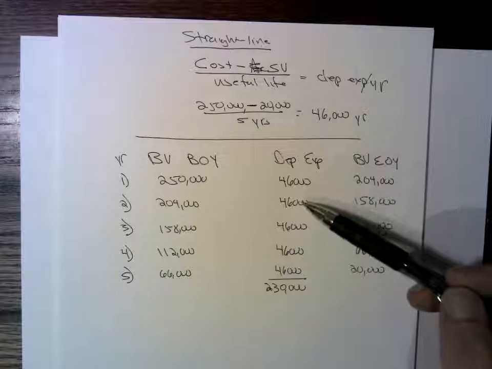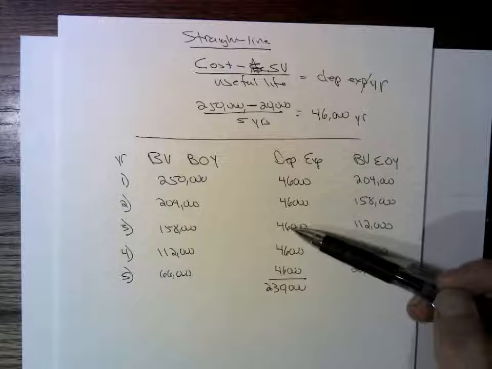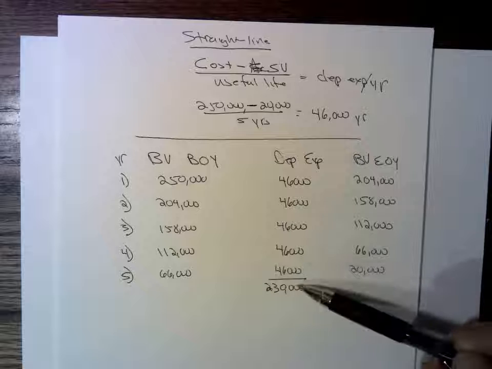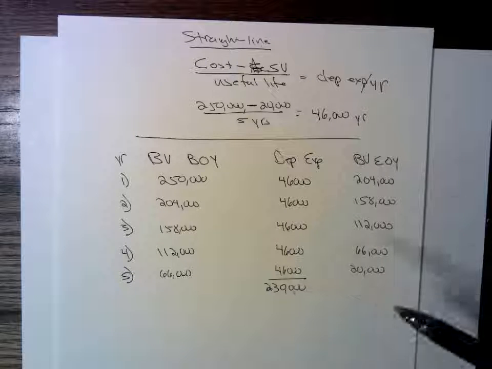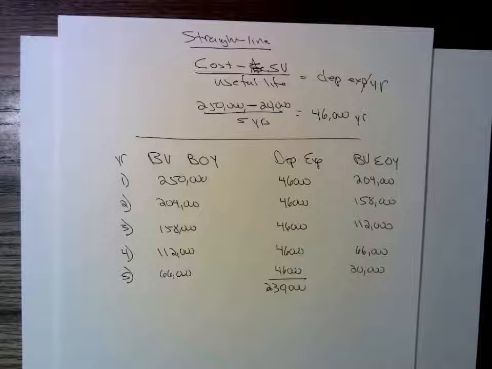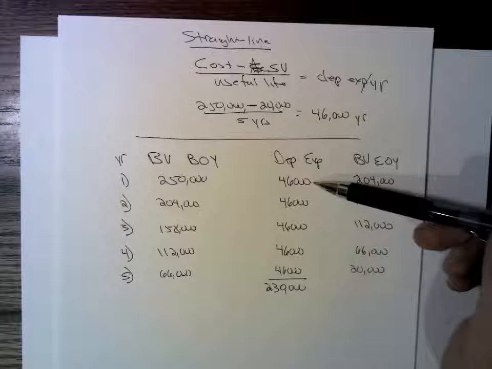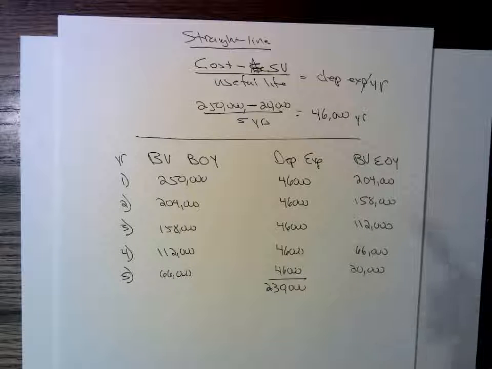So the accumulated depreciation at the end of the second year would be the sum of those, and the end of the third year, the sum of all three. End of the fifth year, accumulated depreciation is $230,000. My book value at the end of the fifth year is $20,000, right? So what we've done is taken that $230,000 and allocated that expense among these 5 different accounting periods, because that's what we're doing in depreciation, right?